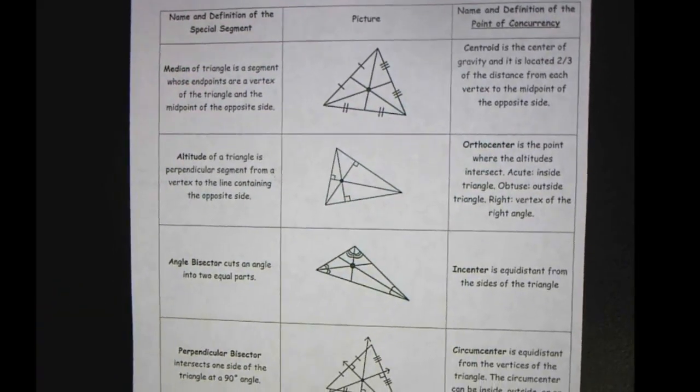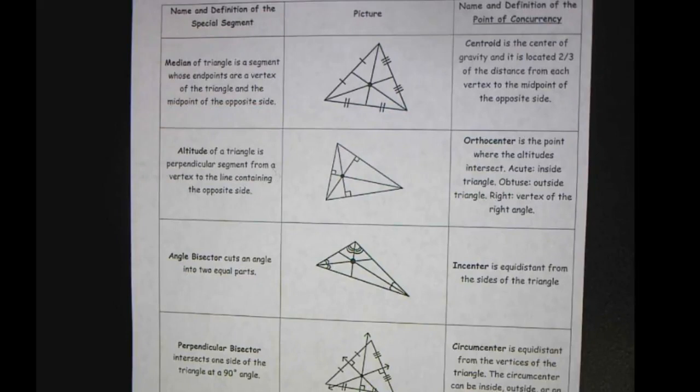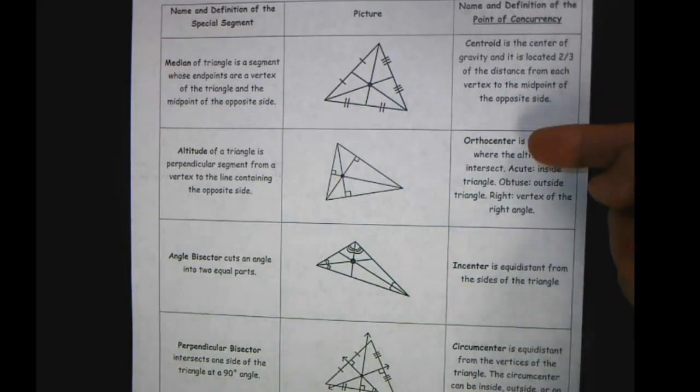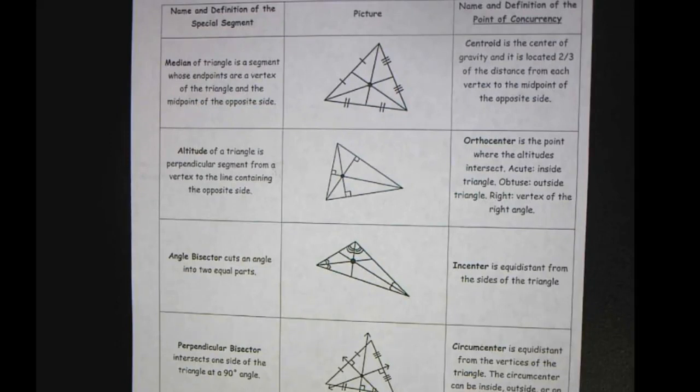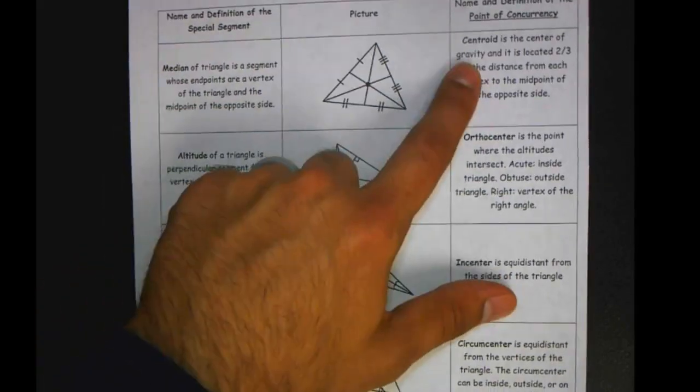These top four, as you can see here, are four different centers of a triangle: centroid, orthocenter, incenter, circumcenter. Four centers of a triangle. Usually there's only one center of something, right? But for a triangle, a 2D shape, there are multiple centers. So today we're going to talk about one of them, the top one, centroid.